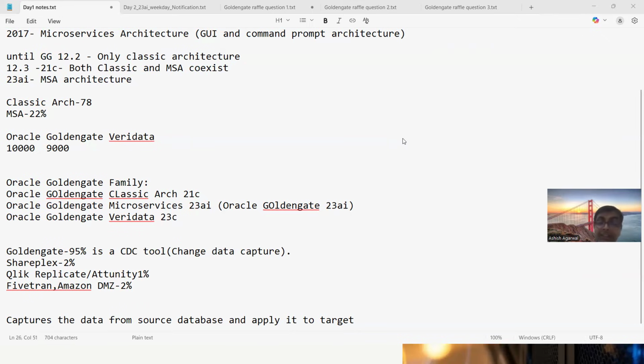So GoldenGate has financial reasons, of course, as well as technical reasons. It is real time, it sends the data in real time, and it ensures zero downtime upgradation and migration. Recovery is very easy, and point in time recovery is there. So there are a lot of features available in GoldenGate which make it a must-learn and a must-use for an organization.